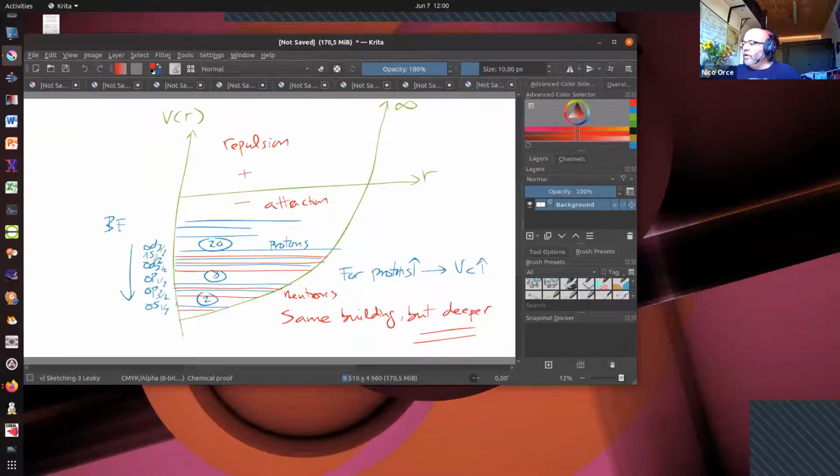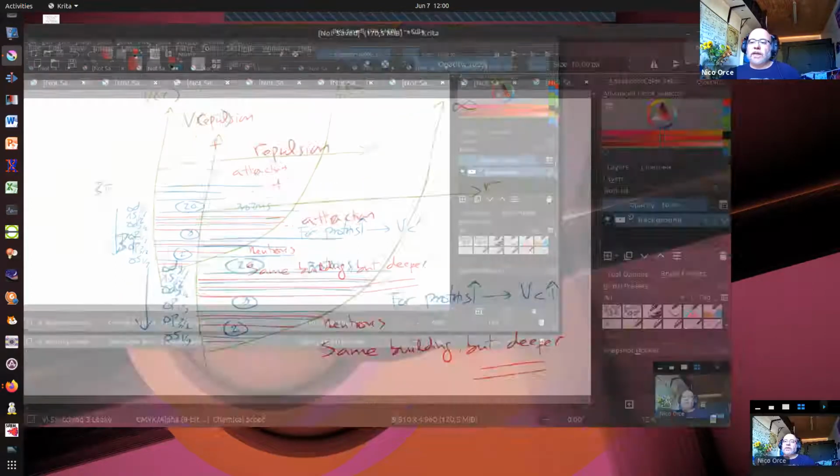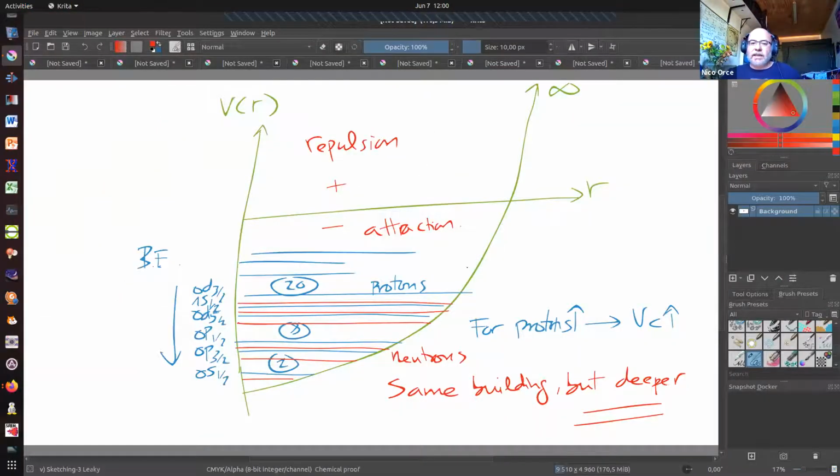So that's what I mean. Always remember that we are drawing these buildings, but they actually belong inside there to be bound. These particles, these protons and neutrons, they need to be bound by this attractive potential.